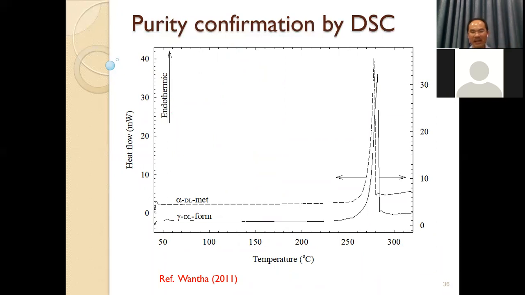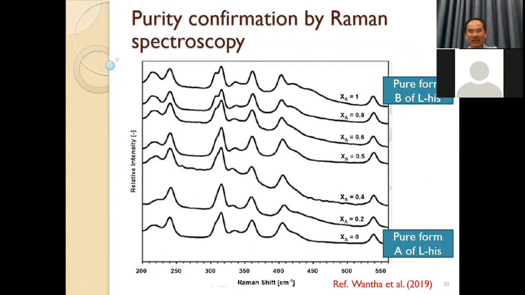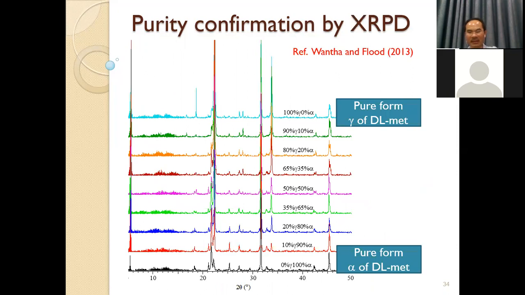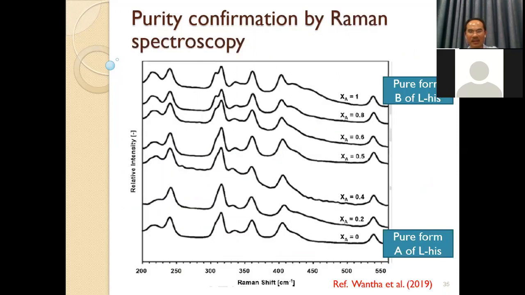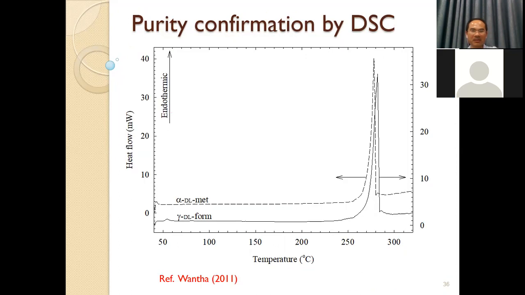You can see that alpha and gamma have different peaks in X-ray, form B and form A are different in Raman, and also alpha and gamma are different in melting point. The melting point is the highest peak. The melting point of crystals of different forms or different chemicals is different, so you can identify the purity by DSC.